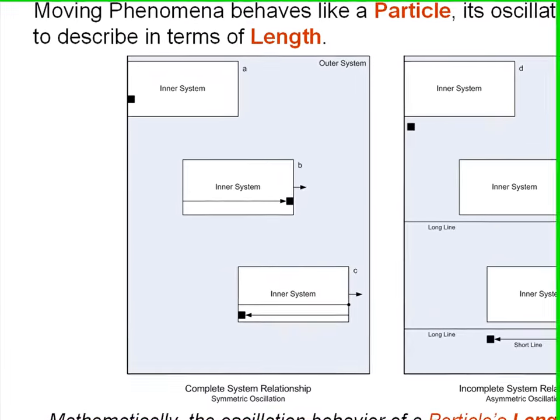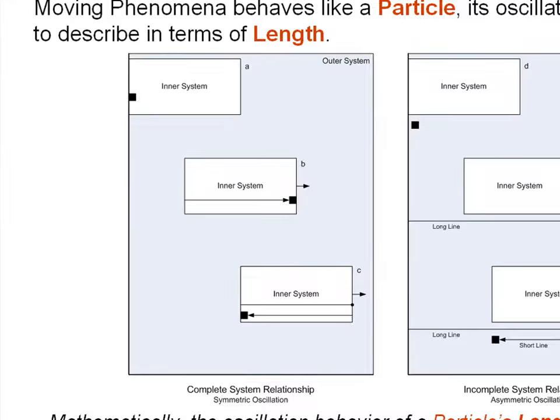On the left-hand side, we have a complete system relationship, and it behaves just from the perspective of the moving phenomena. There's no difference when the inner system is moving or when it's stationary. So there is an equation that tells us what's occurred to the inner system, but from a moving phenomena perspective, its oscillating behavior has not changed.